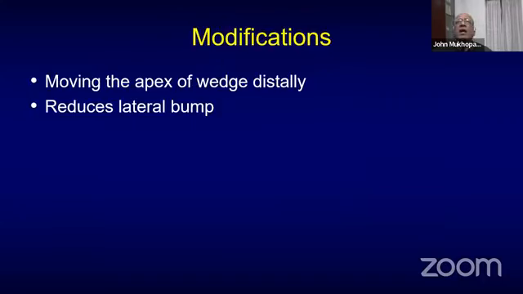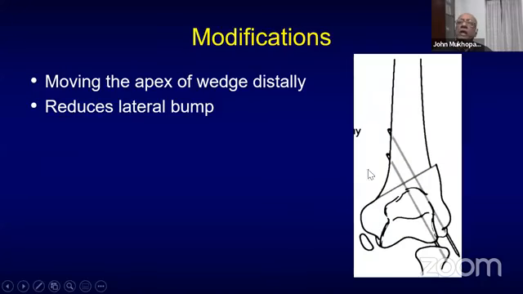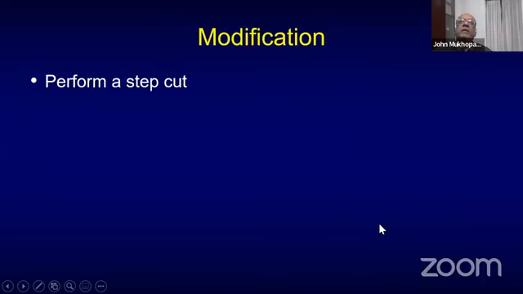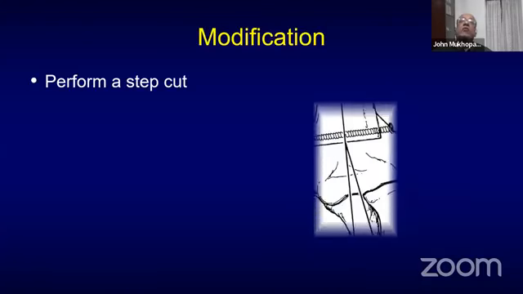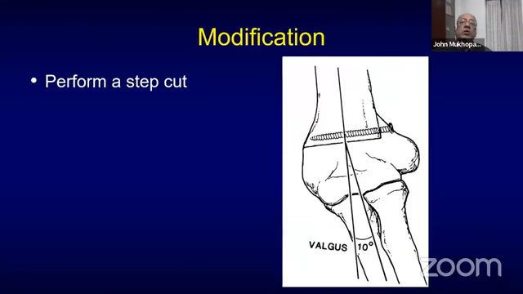Now, there are various modifications, as I said earlier, and I'll just go through some of them. One is to move the apex of the wedge distally. So you do more of an oblique osteotomy, and then you can translate a little bit, so you're pulling this way so that your lateral bump is not as prominent as that. The other thing is to perform a step cut and put a screw across. This will also reduce your lateral bump.